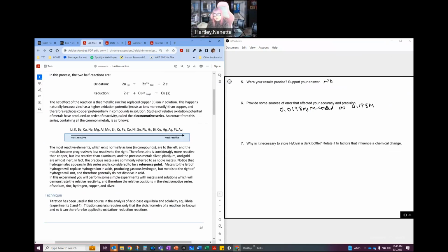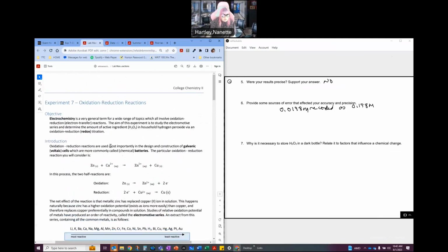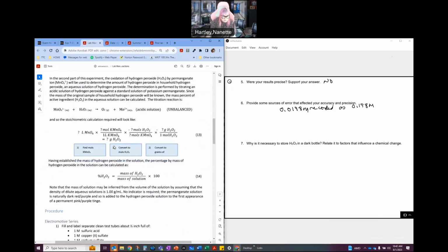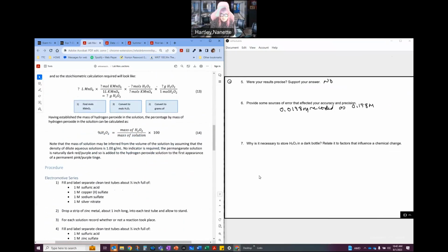Why is it necessary to store H2O2 in a dark bottle? And related to factors that influence a chemical change. Now, I'm not going to answer this. Okay? There is some information in the lab manual about why this is true. There is some information online about why this is true. There is an answer out there. I really don't care what answer you give me. I want you to find something that makes sense to you. Okay, so that's our summary part. Now, we're going to close this out and we're going to talk about our post lab.